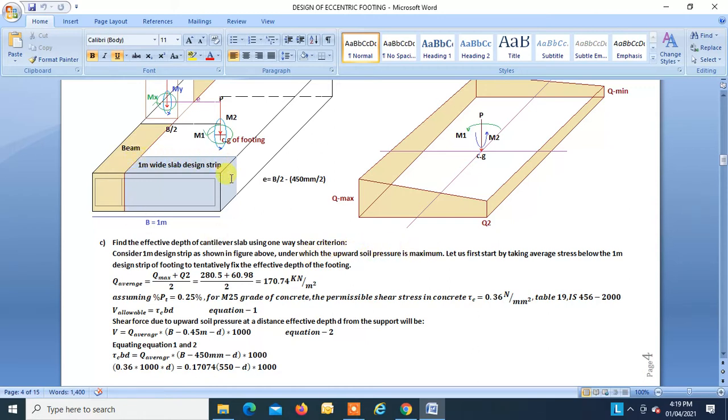So we are selecting a 1 meter design strip over here, where the upward pressure is maximum. Okay, so q max is maximum over here. So we are taking a 1 meter strip on this side, right.